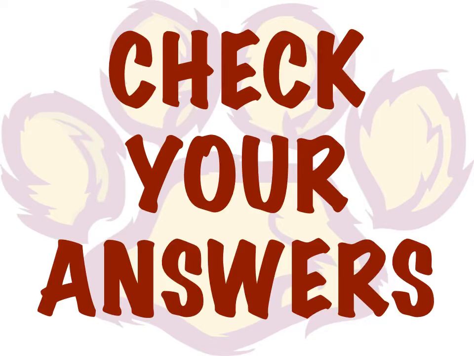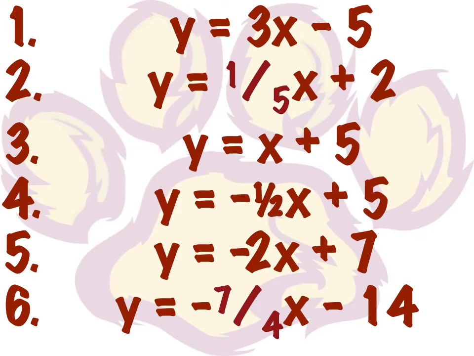Time's up. Let's check your answers. Number 1. y equals 3x minus 5. Number 2. y equals 1/5 x plus 2. Number 3. y equals x plus 5. Number 4. y equals negative 1/2 x plus 5. Number 5. y equals negative 2x plus 7. And number 6, y equals negative 7/4 x minus 14.